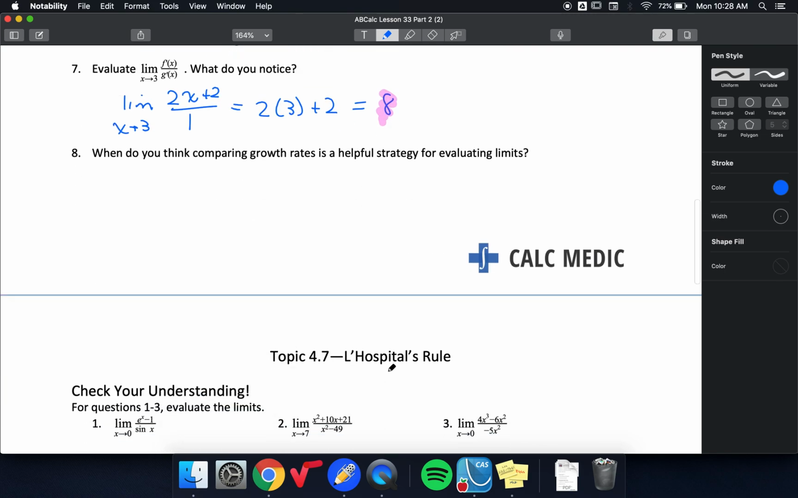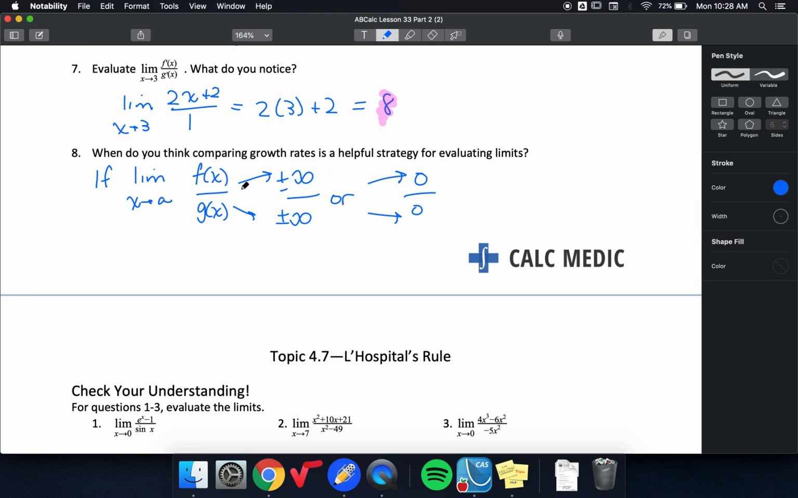So when I'm toolkitting L'Hopital's rule, if my limit as x goes to some value, and that could be infinity or a number, of some function f of x over g of x, leads to an indeterminate form, so either I get plus or minus infinity over plus or minus infinity, or I get 0 over 0, and I have to show evaluating top and bottom separately. So you could use arrows, you could look at the limits individually, and then you say, therefore, it is indeterminate.